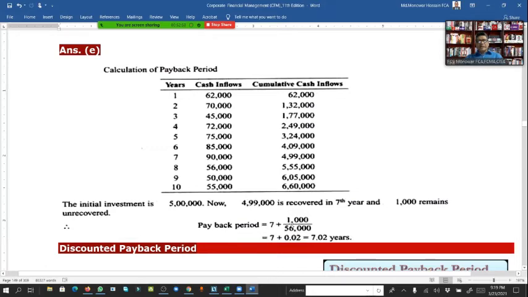So this unrecovered remaining 1,000 we have to divide by the cash flow of the next year, that means the year which fulfills it, that is 56,000. So 1,000 divided by 56,000 comes to 0.02. So 7 years, 0.02. 7.02 years is the payback period. So it is the uneven cash flow.